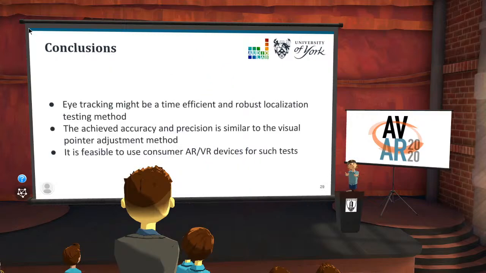However, let's summarize. Eye tracking might be a time-efficient and robust localization testing method. I think it will require less cognitive load, and that's why I need to run more tests with more people to state this. Maybe it's a less engaging method and just easier to work with. The achieved accuracy and precision is similar to the visual pointer adjustment method, and it turns out that it is feasible to use consumer AR/VR devices which have eye tracking capabilities for running such tests. This increases the possibility of running localization tests in times like now, where we do not have access to our laboratories.